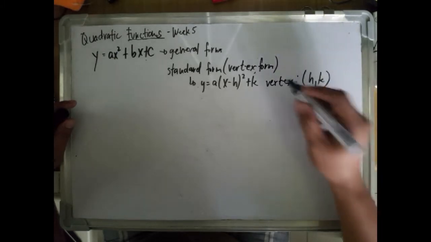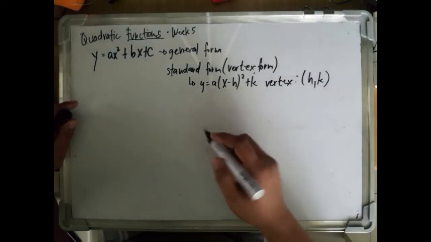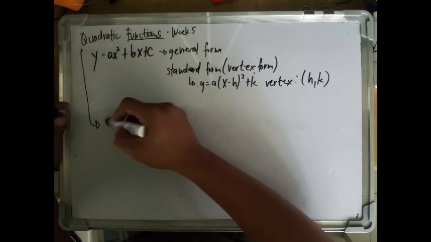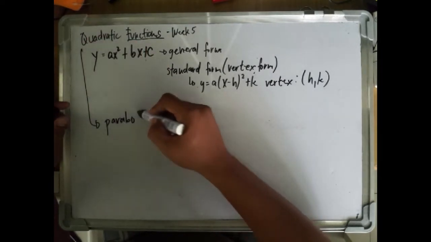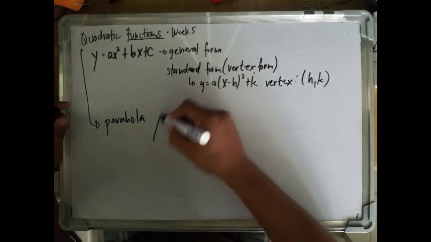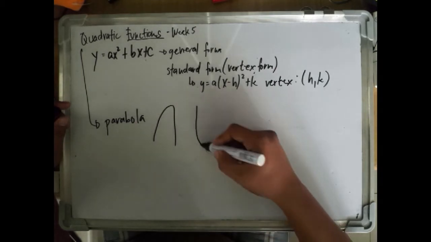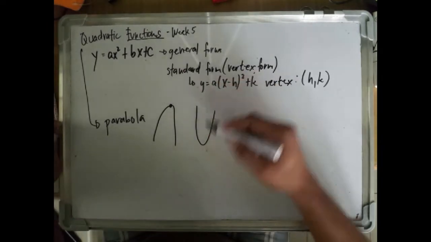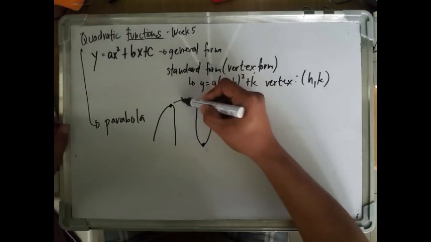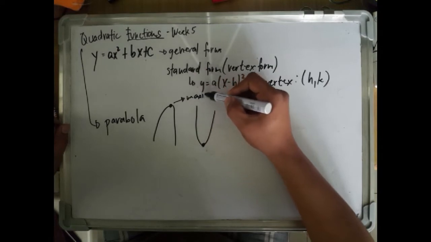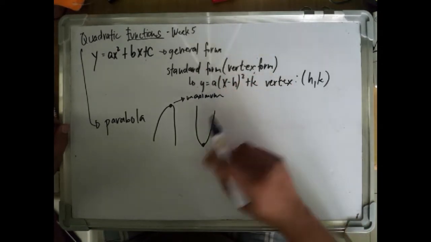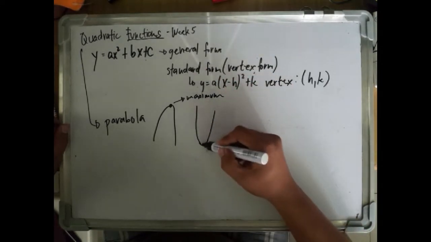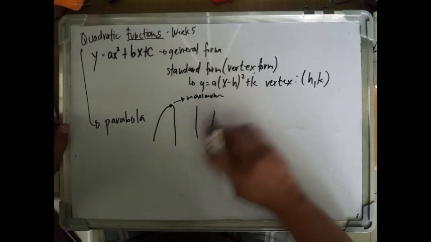Ano ba yung vertex? Di ba sabi natin, ang graph ng quadratic functions ay mga parabola. At ang parabola, dalawang klase yan. It's either going down or going up, opening downward or opening upward. Dito, meron siyang isang point. Itong point na to, this is called the maximum. Itong point na to is called the minimum. Sorry.